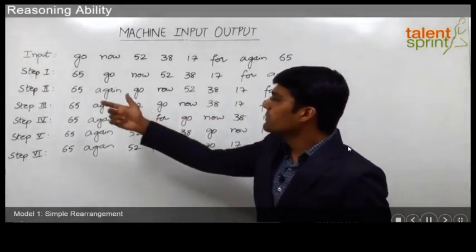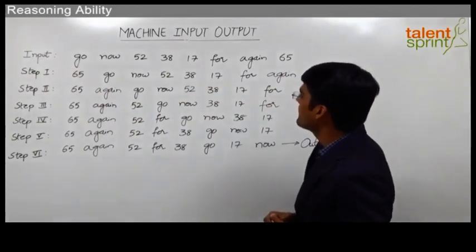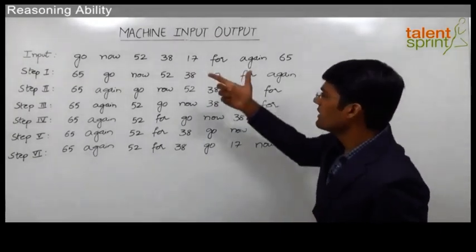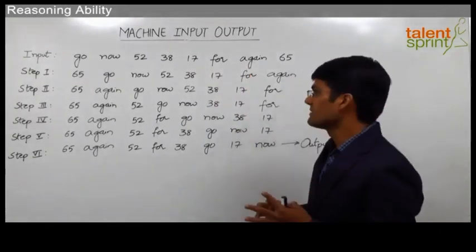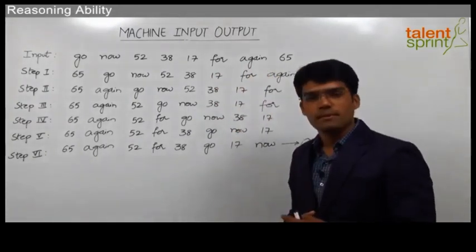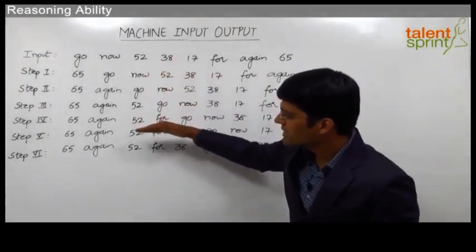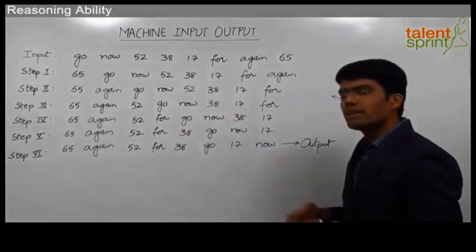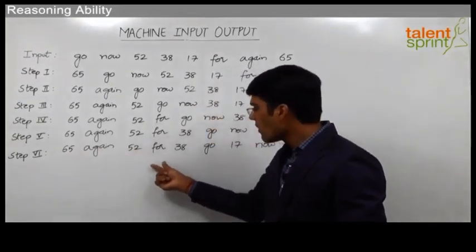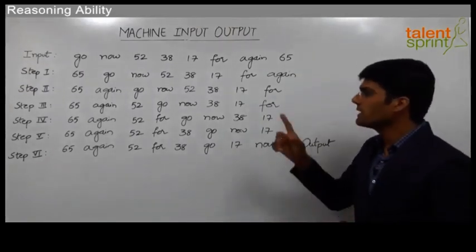If you look at this, there is an input given, that is go now 52, 38, 17, for again 65. So this input here is a combination of words and numbers. Strictly speaking, there are 4 words and 4 numbers in this input step. Now this machine arranges them in a step-by-step procedure and obtains the output as shown in step 6. That is 65 again 52 for 38 go 17 now, and this is the output for the given input.